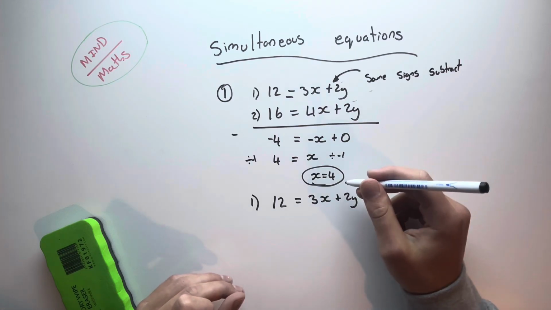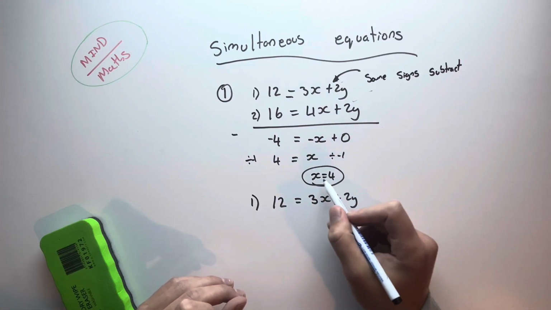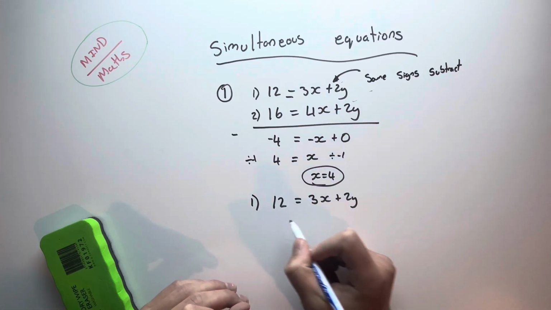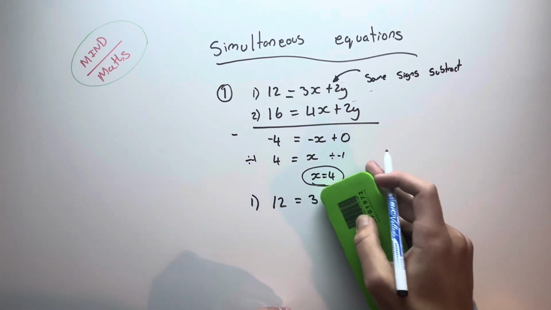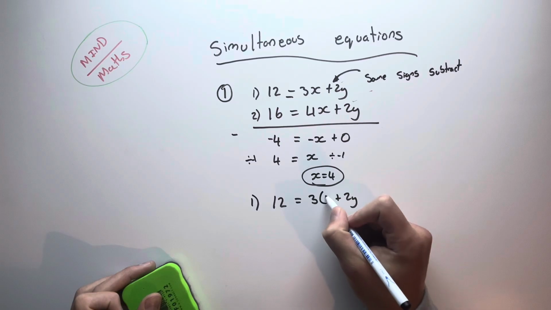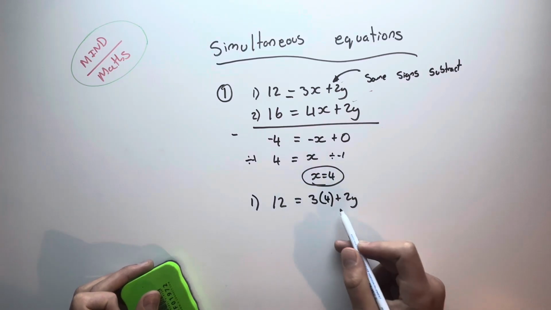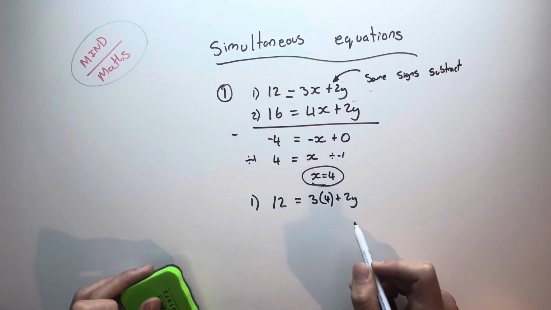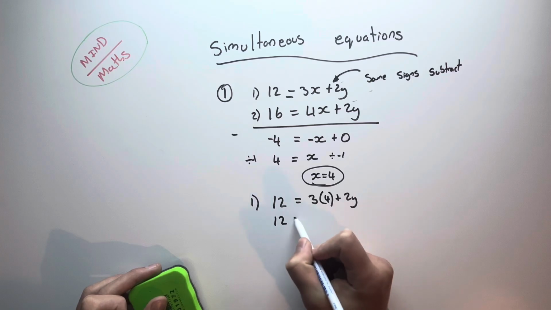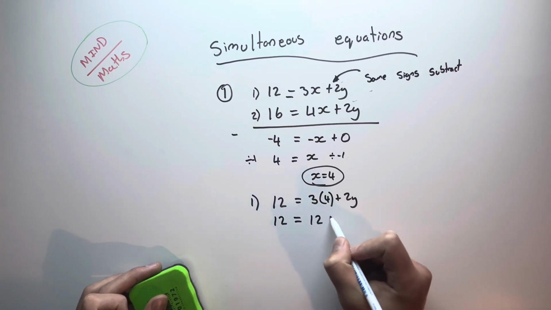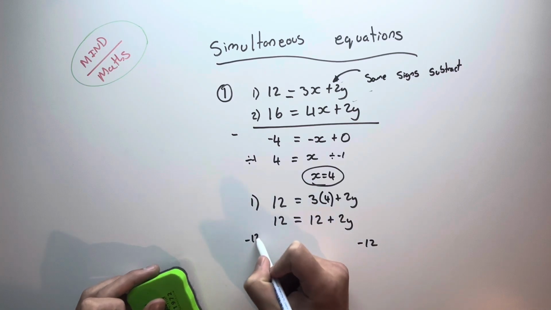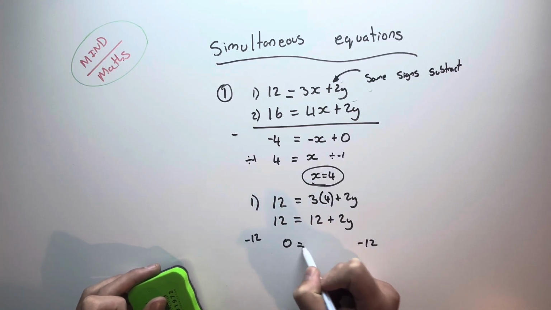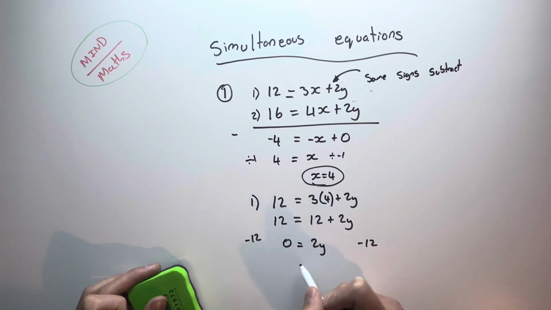Now to substitute, we know that x is equal to 4, so we can rewrite this as 12 is equal to 3 brackets 4 plus 2y, which is 12 is equal to 12 plus 2y. When you take away 12 from both sides, you notice that 0 is equal to 2y, in which 0 must be equal to y.